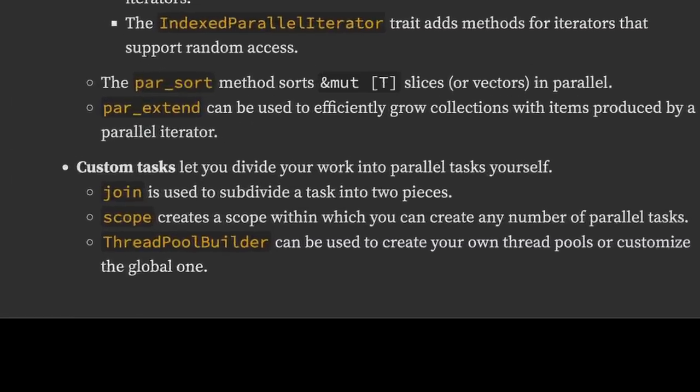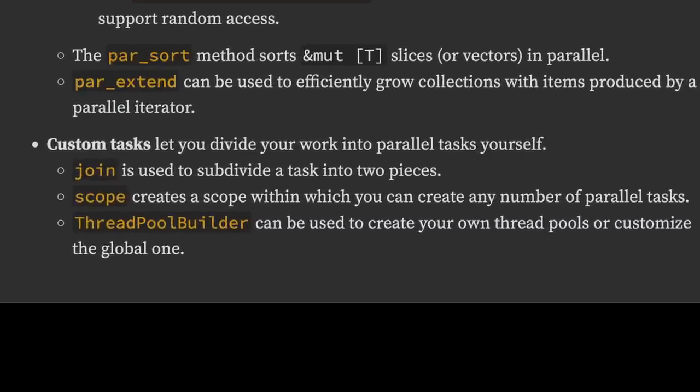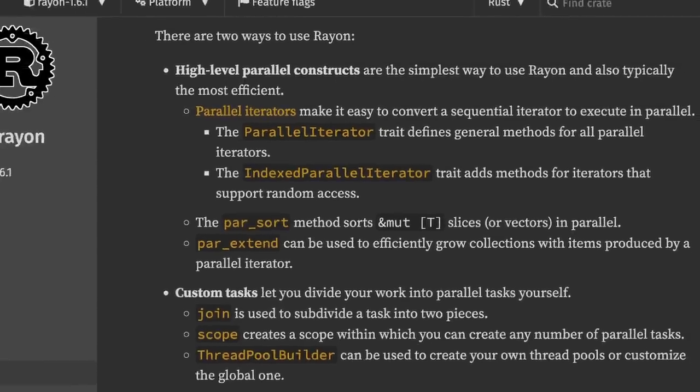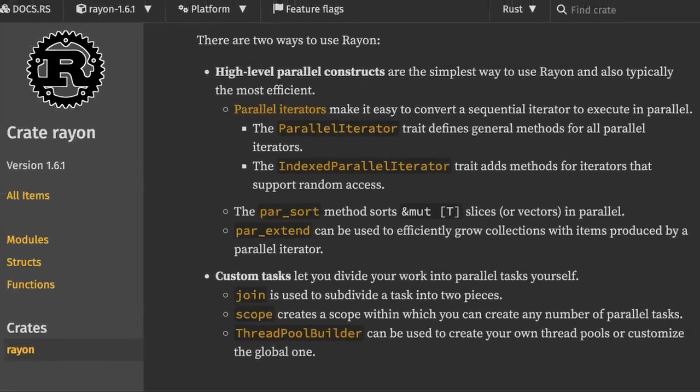Rayon can be used through its low-level APIs like the join function, which takes two closures and potentially runs them in parallel, or its high-level API like the parallel iterator trait, which is a parallel version of the iterator trait in the standard library. Let's see how the high-level API works.